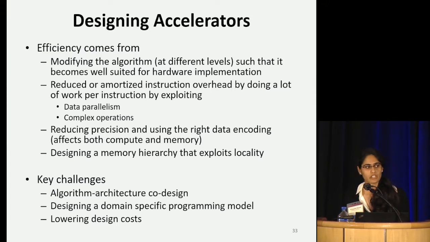And you have the flexibility of designing a memory hierarchy that's very right for your problem. And so these are all the places from where you get this 3 orders of magnitude improvement in efficiency. However, there are a lot of challenges associated with designing accelerators, and the biggest challenge is algorithm architecture co-design.